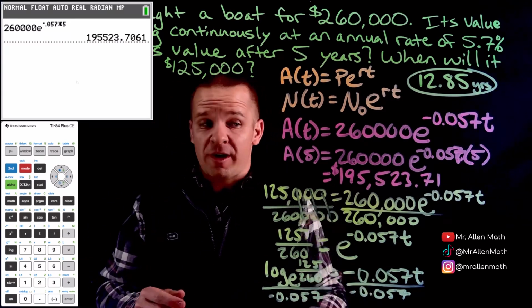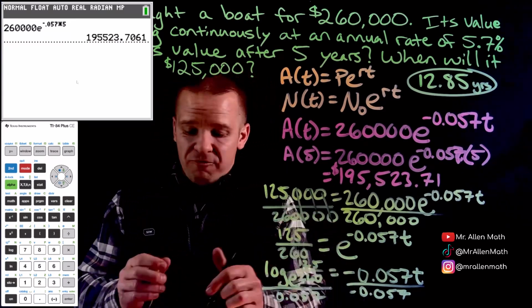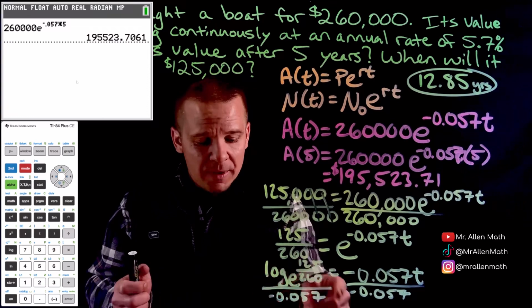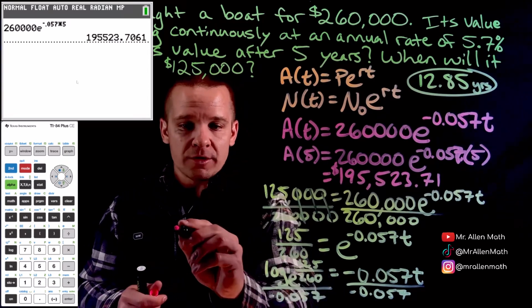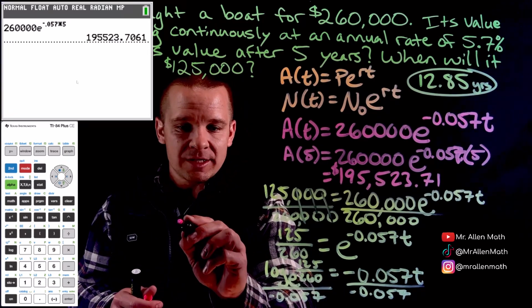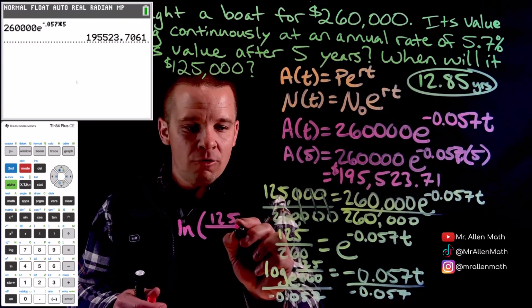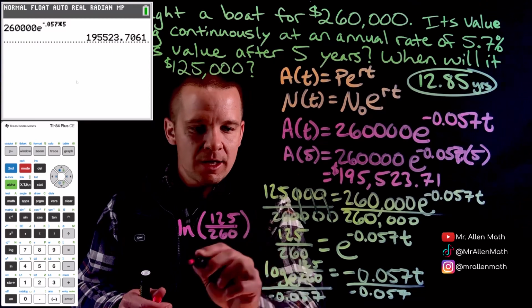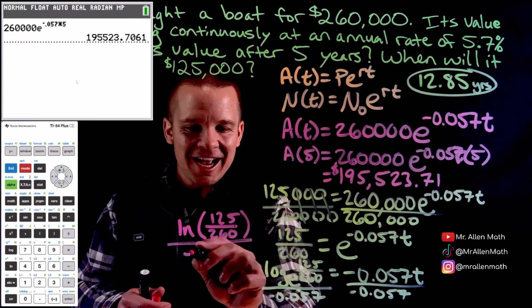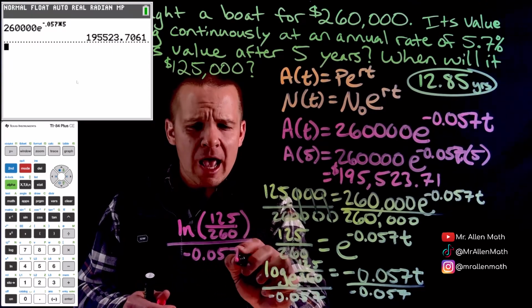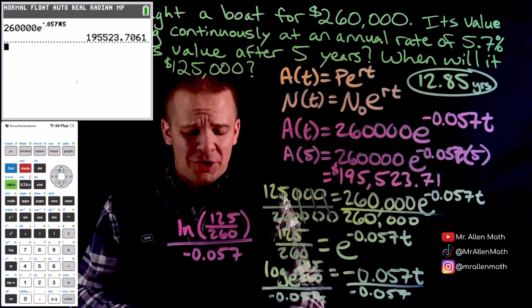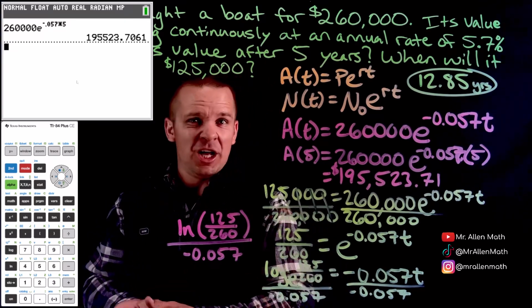So that looks terrifying, right? That looks absolutely awful. Not fun at all. Now, log base e, that's just natural log. So really what I got to type in my calculator here is natural log of that 125 over 260, all divided by negative 0.057. I have a feeling that some of you are like, bro, I'm going to go ahead and graph that thing, right? It gets a little ugly.